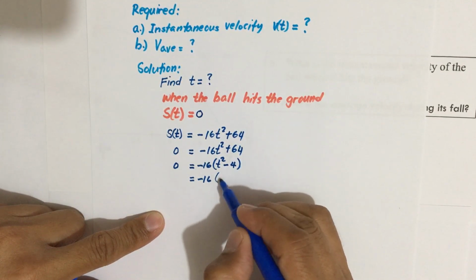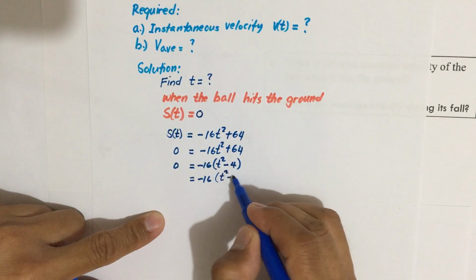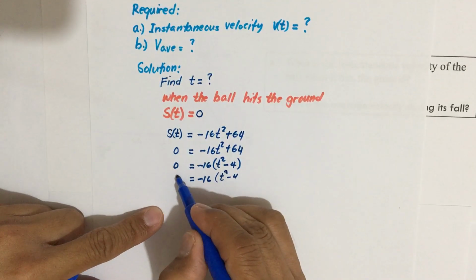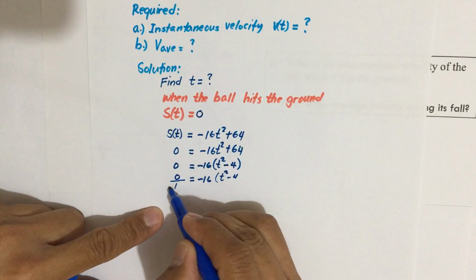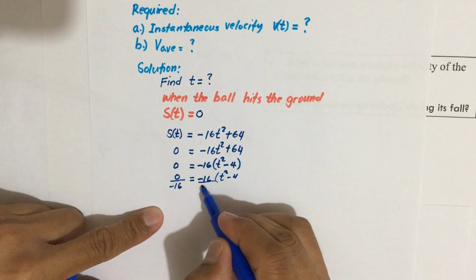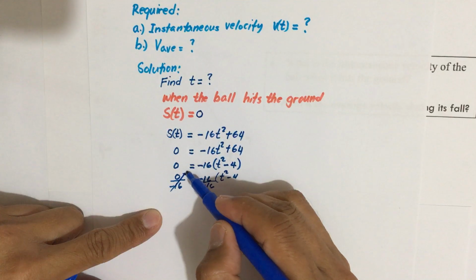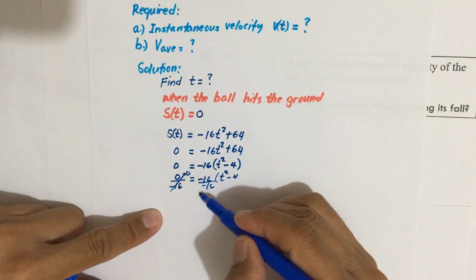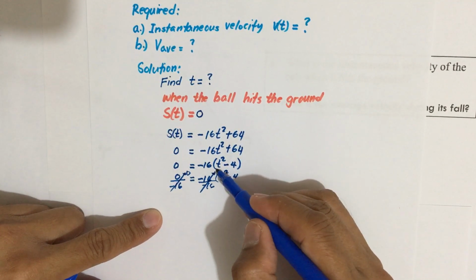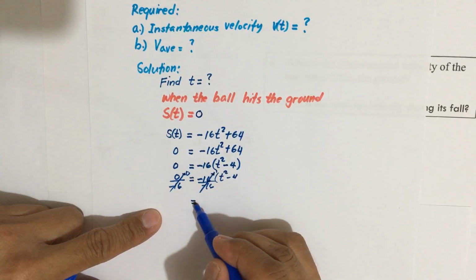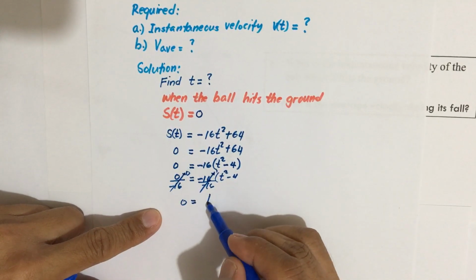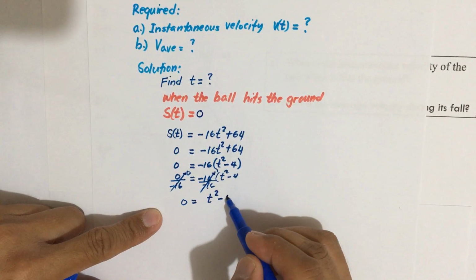So we have minus 16 times t squared minus 4. So we have here 0 divided by minus 16. So this one divided by minus 16. So this is 0. Okay. So minus 16 divided by minus 16 is equal to 1. So we have 0 equal to t squared minus 4.